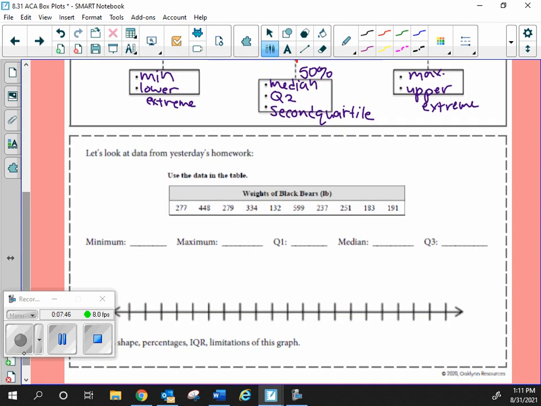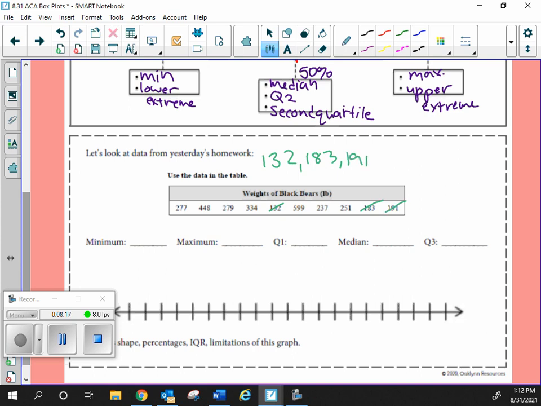All right, here we go. So let's make our first box plot. This list of numbers is from last night's homework, but I'm going to go ahead and work it as though I haven't done it. What's the first thing I always do with a list of numbers? Put them in order, least to greatest. Y'all help me out. What's the smallest number? 132. Then? 183. Then? 191. Let me pause and give y'all a second to get a list. Ready, set, go.